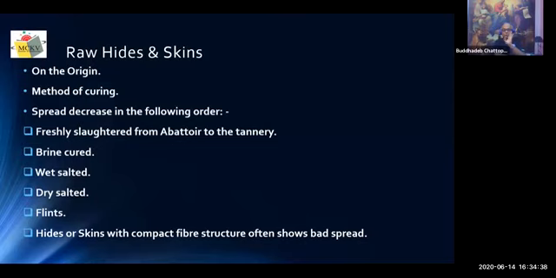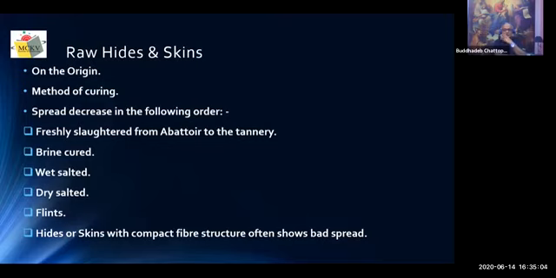Better to mix very similar origins or very close origins together, but not all the origins at the same time, because in your process you are giving chemicals and other things that depend on the type of the raw material that you are handling. The method of curing plays an important part in the spread.